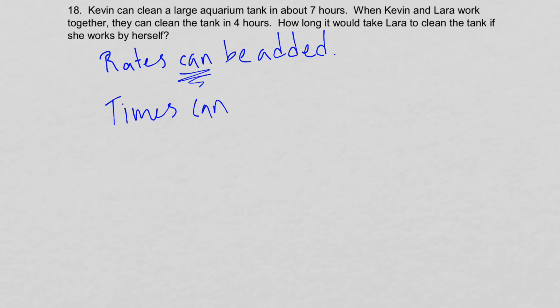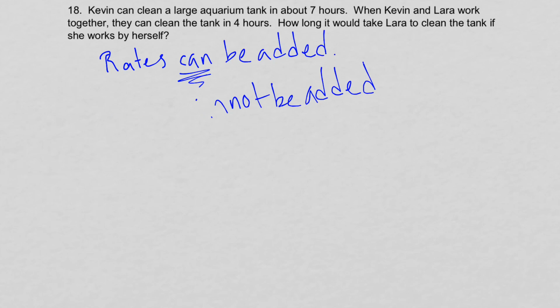If Kevin can clean the tank in 7 hours, and let's say Lara can clean it in 3 hours, let's make that up. Does that mean that if they work together, it's going to take them 10 hours? No, that wouldn't make sense, right? If he can do it in 7 and she can do it in 3, why would it take longer if they're working together? If they're working together, they should be faster, not slower. So the times that they work cannot be added, but their rates can be added.